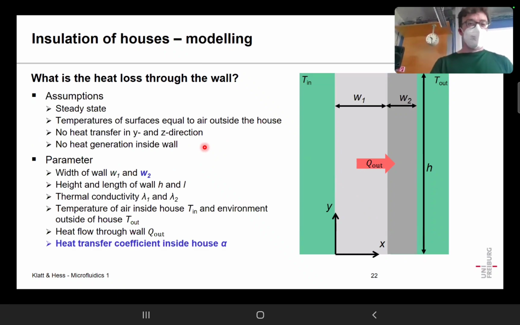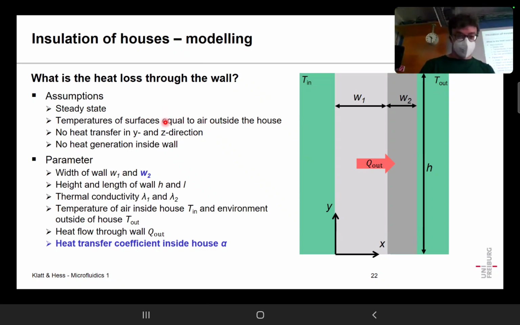Then in the next step, I made it a little more complicated and added some layers and parameters. There are lots of similarities: steady state, no heat transfer in Y and Z direction, no heat generation inside the wall. I just added one difference. I said that the temperature at the outer surface equals the temperature of the wall. And on the inner side, we have some kind of convection.